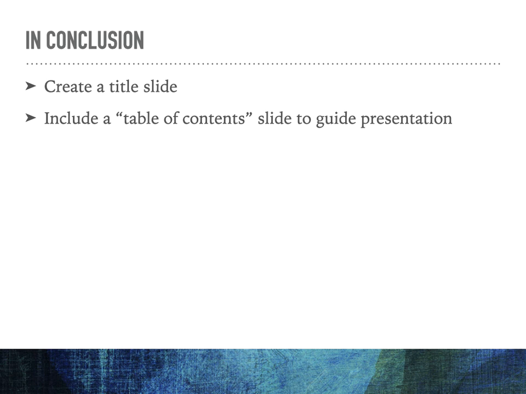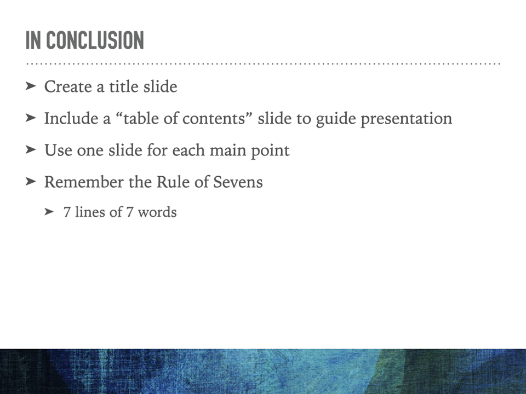So in conclusion, and going back to your assignment sheet, this is the last slide that should be in all of your presentations as well, a concluding slide. So in conclusion, remember, create a title slide. Include a table of contents slide to guide your presentation. Use one slide for each main point. Remember the rule of sevens: 7 lines of 7 words. Use images. Don't use weird fonts or colors. Thank you.